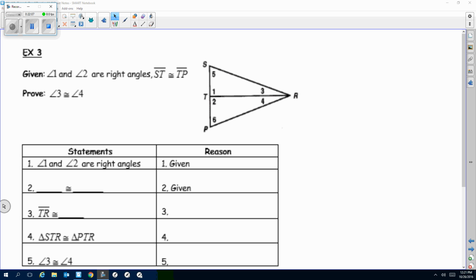All right, let's check if you marked correctly. Start off with marking 1 and 2 are right angles because that was given. Then ST is congruent to TP, given. And then we should be marking shared sides because we see that and that's a known fact. So hopefully our second statement is ST is congruent to TP. TR is congruent to TR. That was our reflexive.